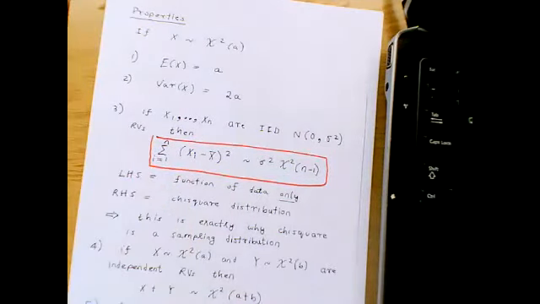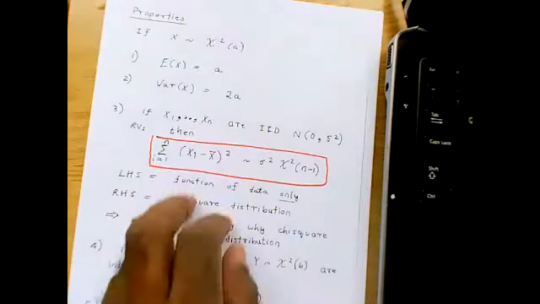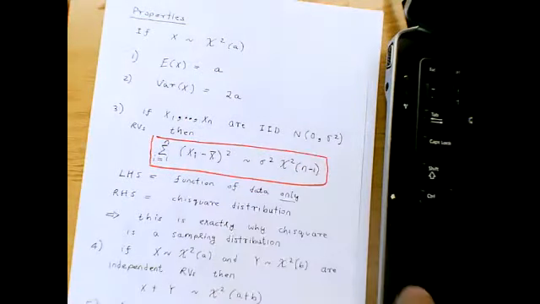Now, what it says is that if you have IID normal with, I will come to that, hang on a minute. The two tables are on the website, Mikhail. I mean, the two tables are actually on the website. You should be able to see them on the website.